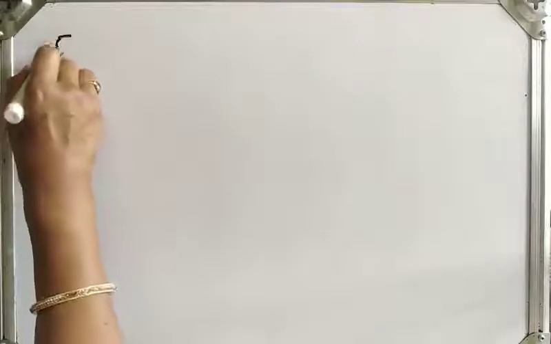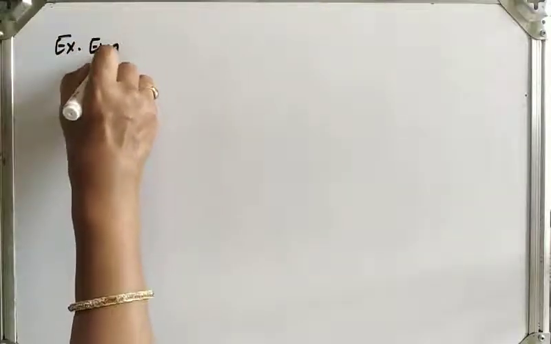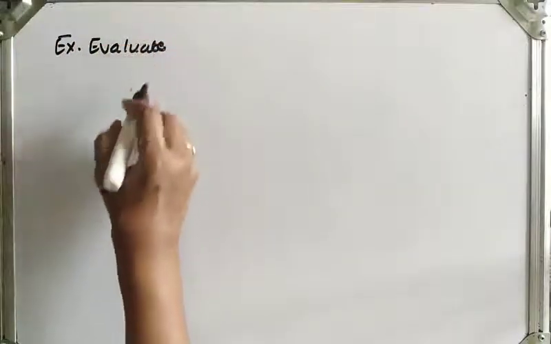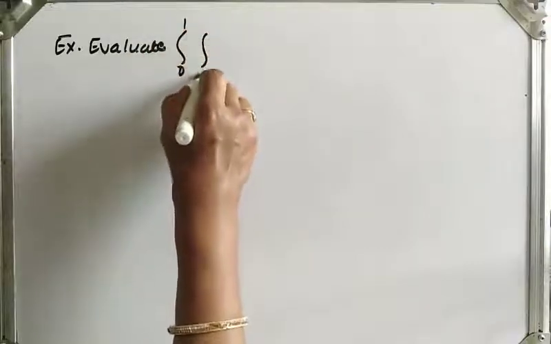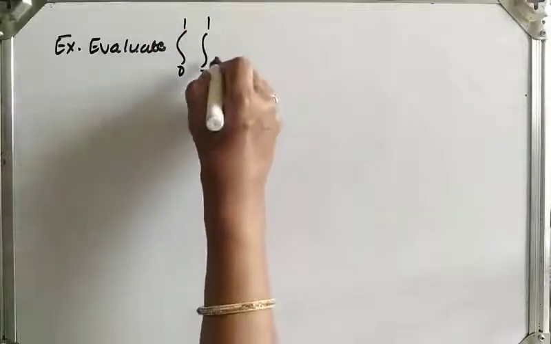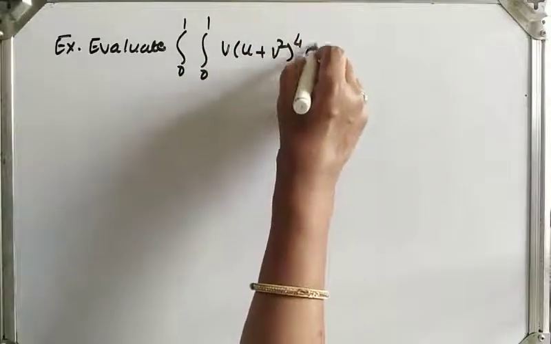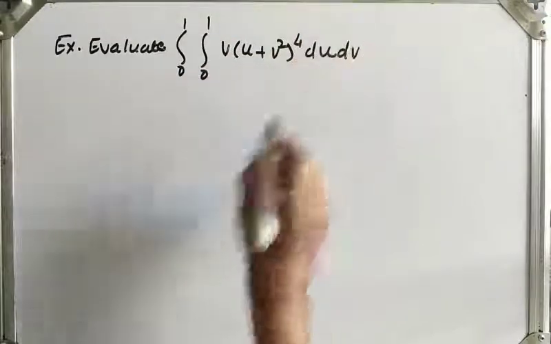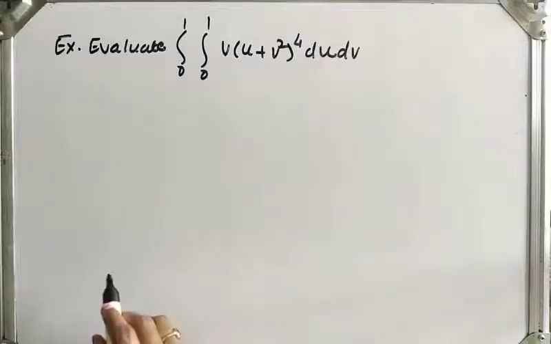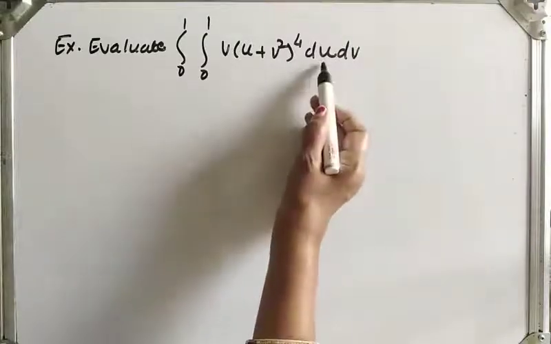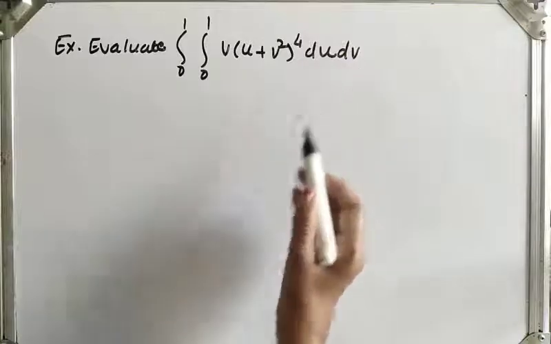Hello students, let's solve some more examples on double integral. So the example is: evaluate the integral from 0 to 1 of v times (u plus v squared) raised to 4, du dv. It is given that first we will integrate with respect to u and then with respect to v.